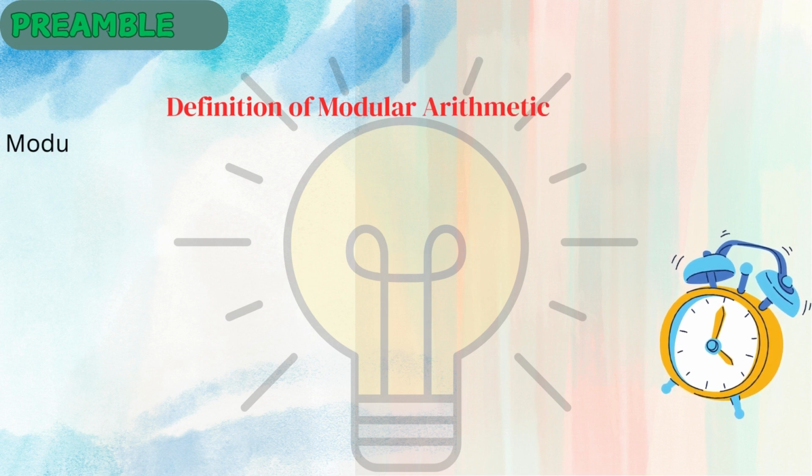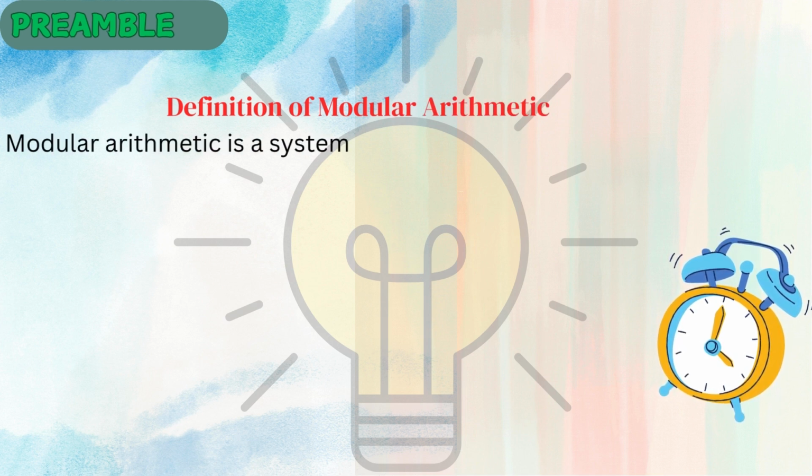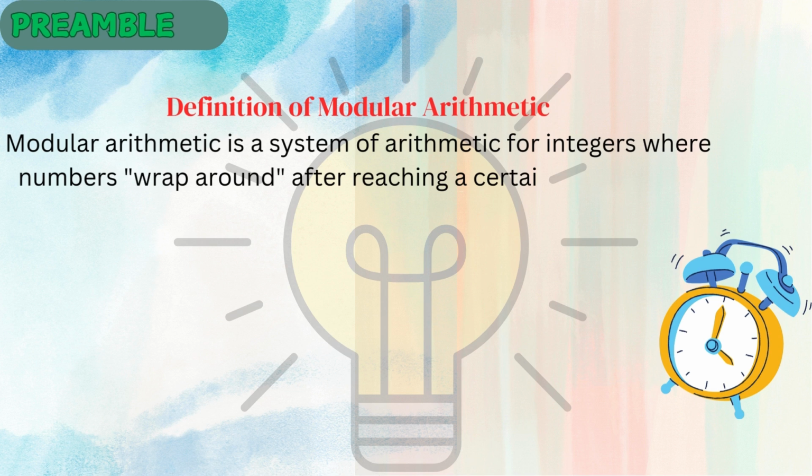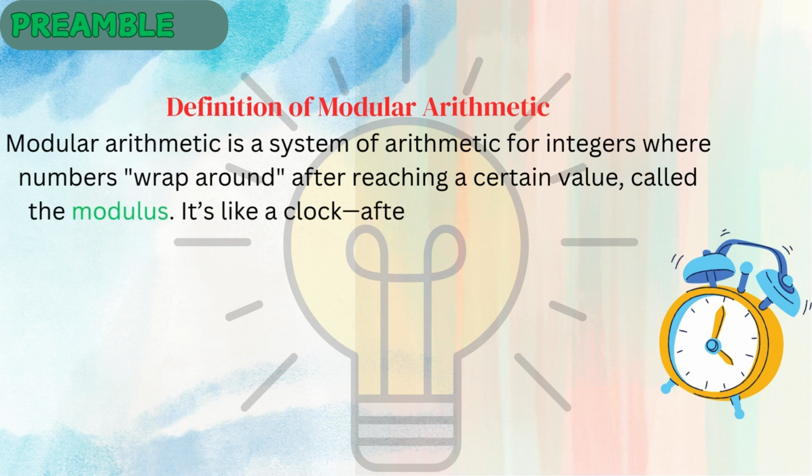So firstly, what is modular arithmetics? Modular arithmetics is a system of arithmetics for integers when numbers wrap around after reaching a certain value, called the modulus. It's like a clock. After 12, the clock resets to 1.